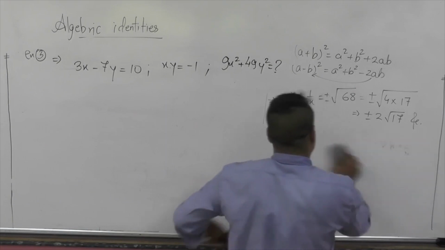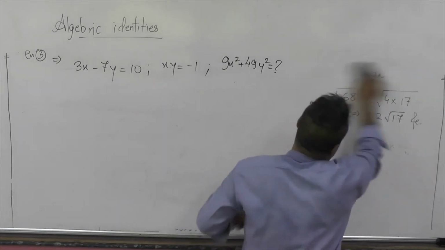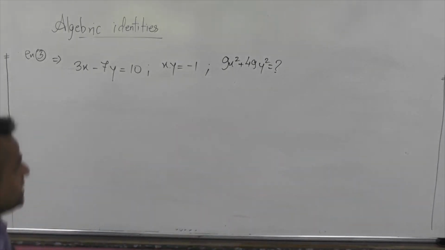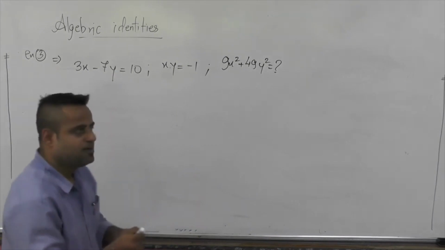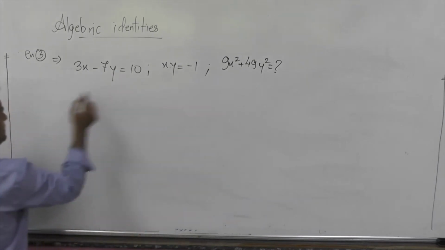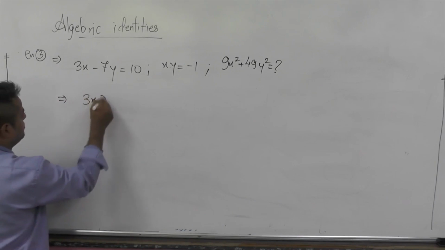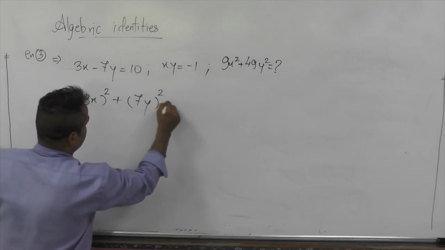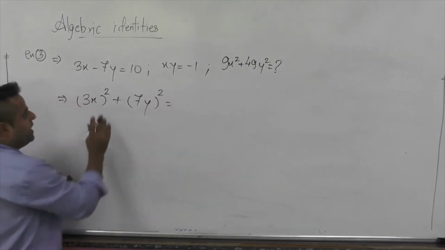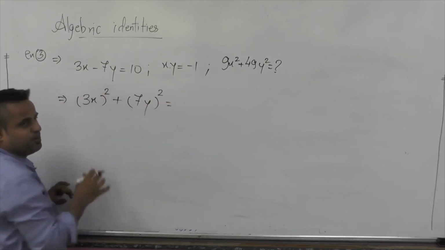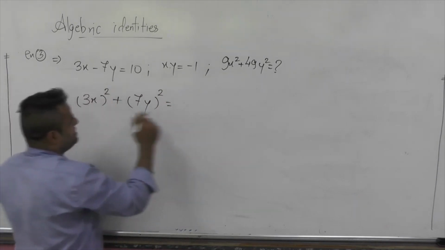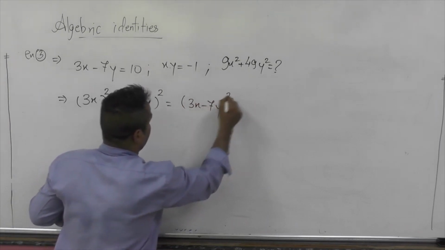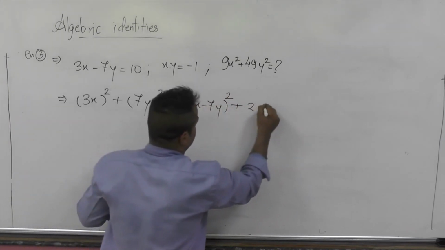As I have told you, we need to use the identity here. So what we are doing, we are simply using the identity. The value we need to find out, we can write it as a square. So we can write it as 3x whole square, that will be 9x square, and 7y whole square, that will be 49y square. Now, a square plus b square in terms of a minus b will be what? Because here a minus b is given, so it will be a minus b whole square plus 2ab.